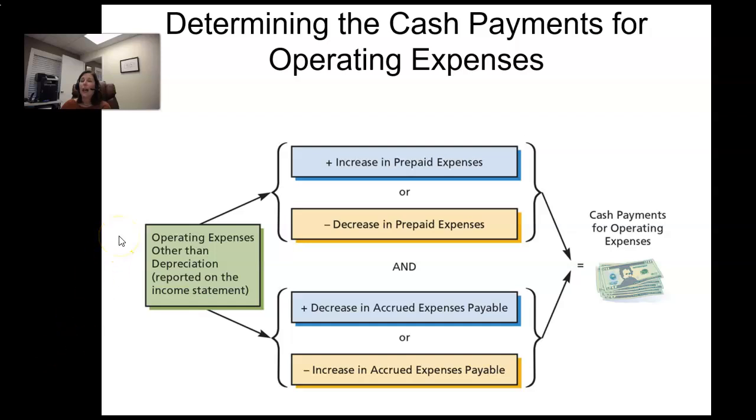So now to get the cash that we actually paid for expenses, we go back to our balance sheet and we say, okay, did we have an increase or a decrease in our prepaid expenses? And so if we had an increase, we add that to the operating expenses, which we have adjusted for depreciation. If we had a decrease, we subtract them. The opposite applies for the accrued expenses payable. If those decreased, we add those. If they increased, we subtract them. And from there, that gives us the cash we actually paid for our operating expenses.